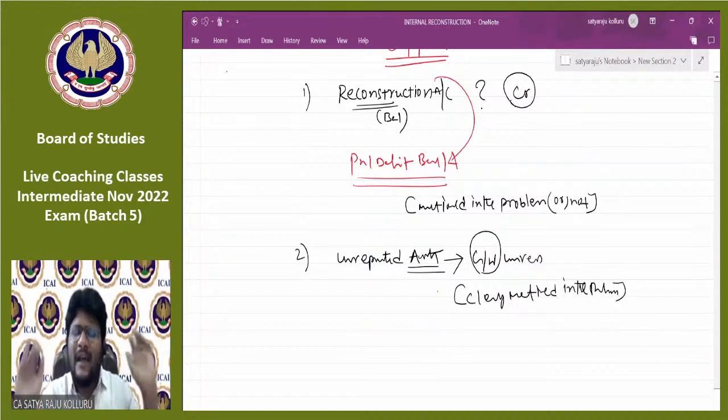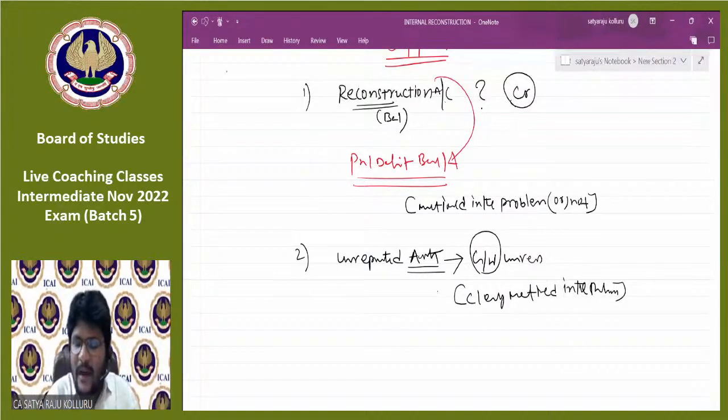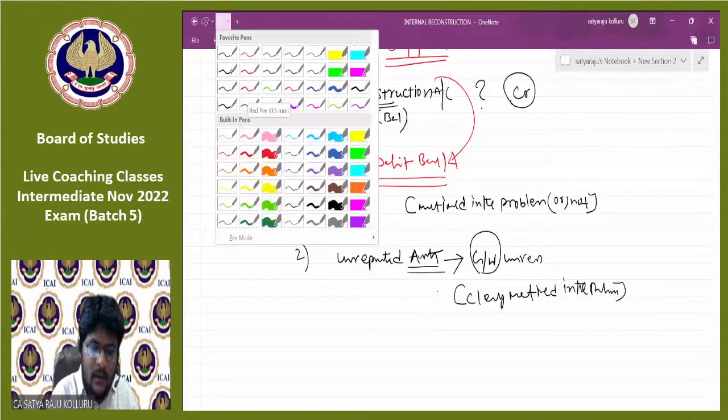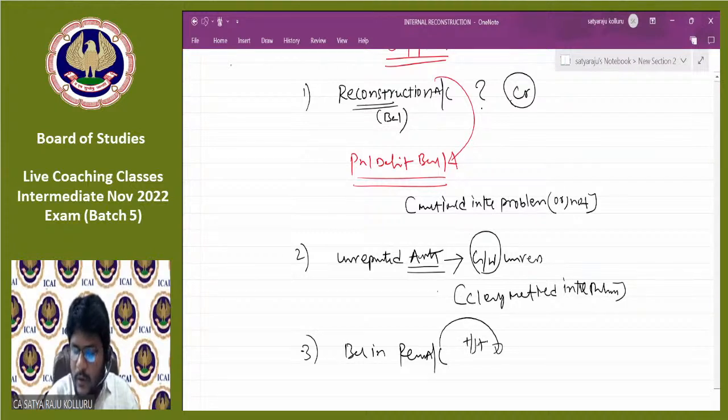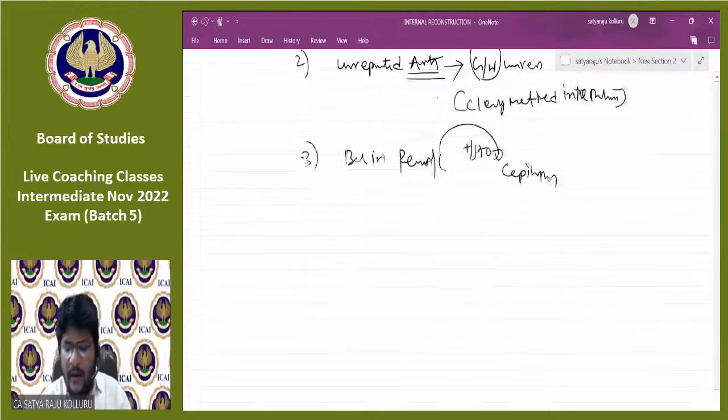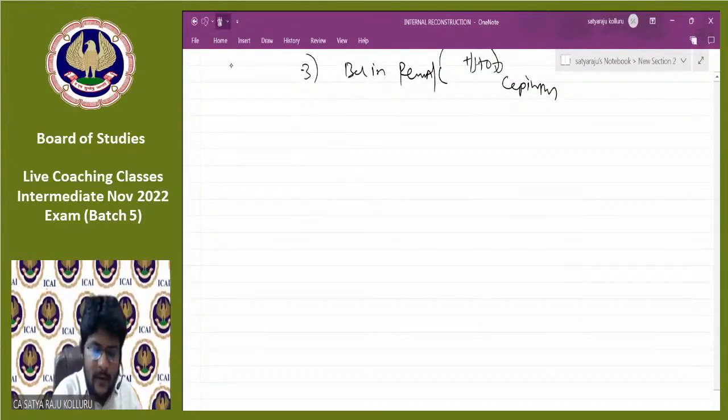Sir, after cancellation with the reconstruction, if any balance is there, then what should I do? The balance in the reconstruction account, we should transfer to capital reserve. I'll give different cases for better understanding. All of you please concentrate.